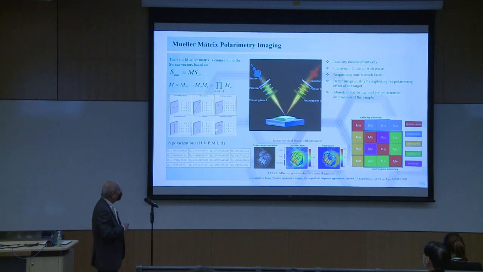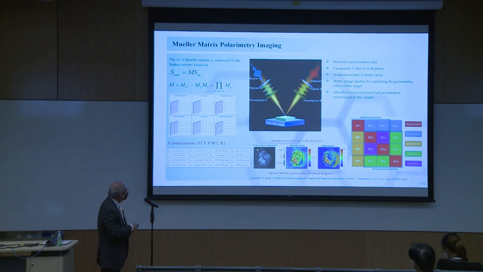These polarizations include horizontal, vertical, 45-degree, minus 45-degree, and left-hand and right-hand circular polarizations. For each pixel, we compute the Mueller matrix, and from the Mueller matrix we can compute further information. For example, this one is an optical Mueller polarimetry for tissue diagnosis, and basically this is human cervical tissue with precancers.